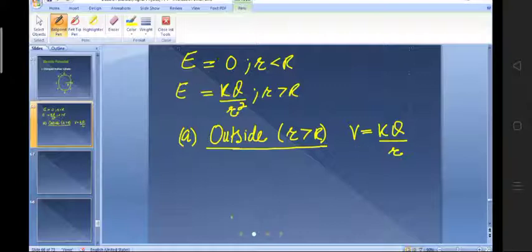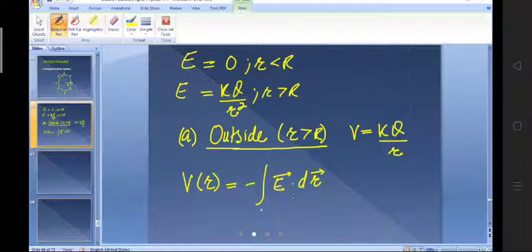We have the electrostatic field, so I have to calculate the electrostatic potential outside. Simply, I will write down this integral: V of R is equal to minus the integration of E dot dr, from infinity to point R. Now what is the electrostatic field outside? The electrostatic field outside is obviously equal to this.